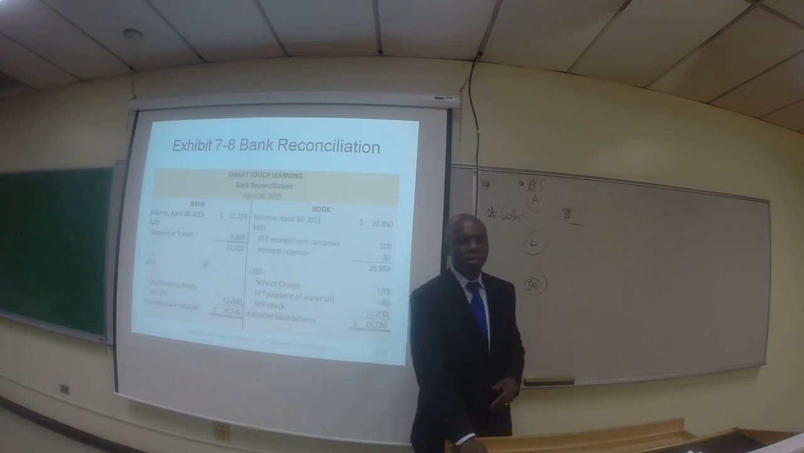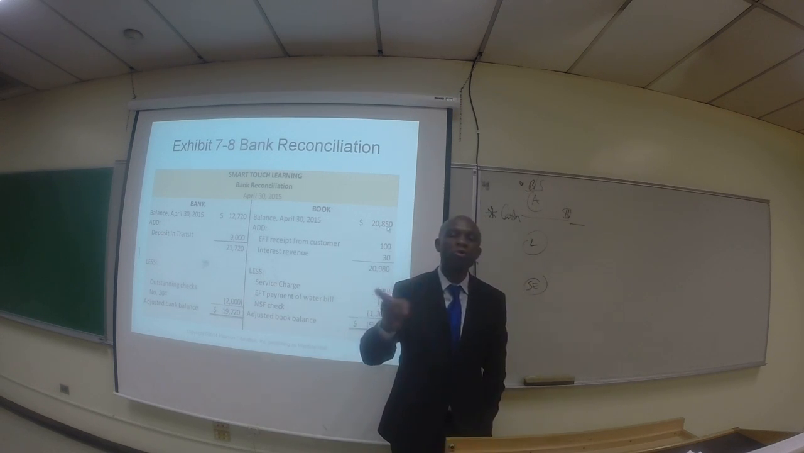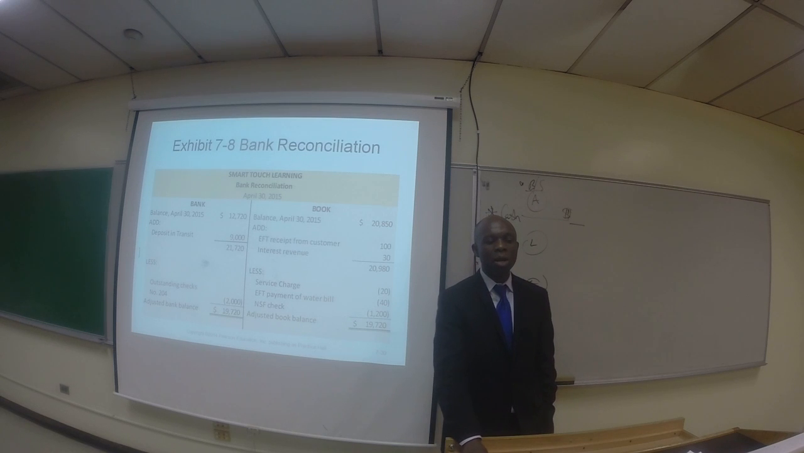So like we said earlier, here is the bank reconciliation. We start with the bank balance. The bank balance is 12,720 at the end of the month. The book balance is 20,850. Like we said, none of these two balances actually reflects the true cash balance of the company. So let's take a look at what happens here.